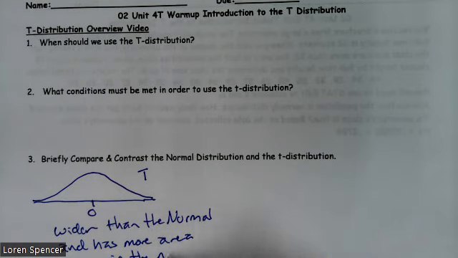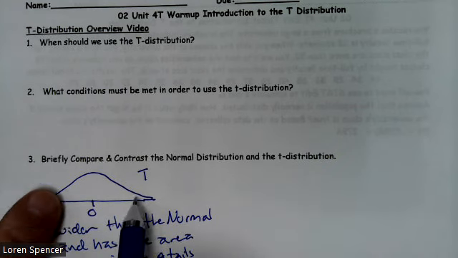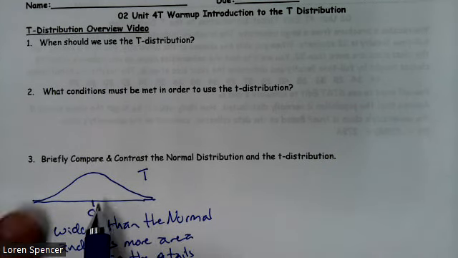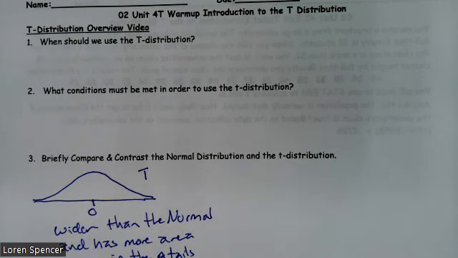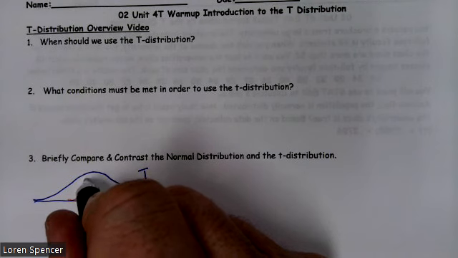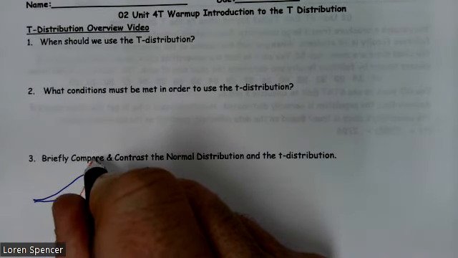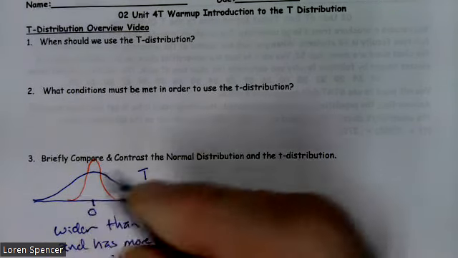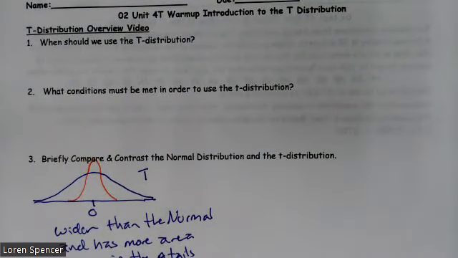So when I compare it to the normal, the T distribution has more area out here, and the normal distribution is closer to the center. If this were a T distribution, the normal distribution would look something like this: taller and skinnier, with more data closer to zero. But they're both symmetric and mound shaped.